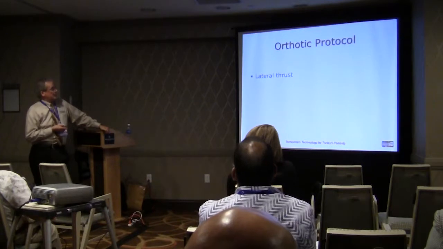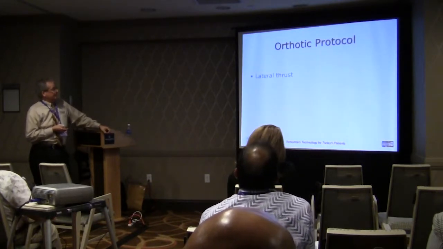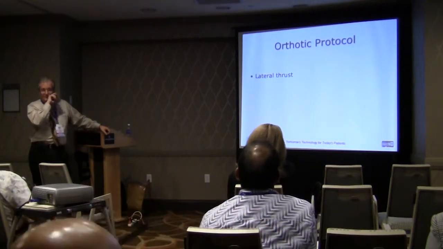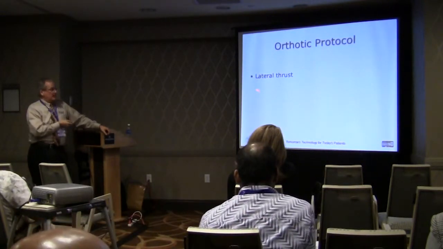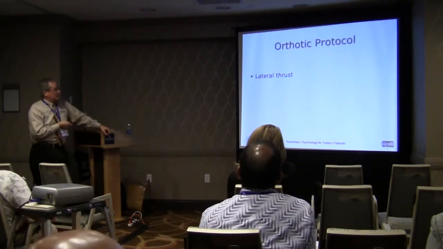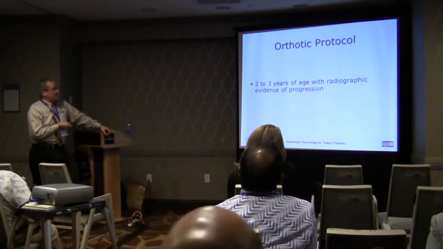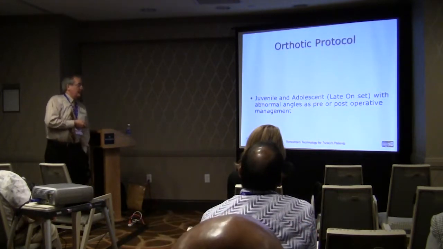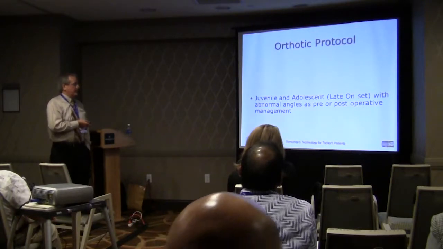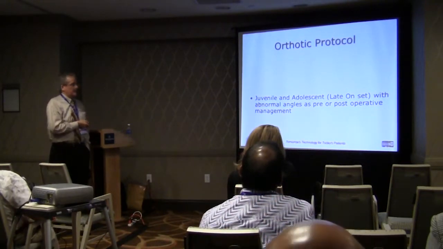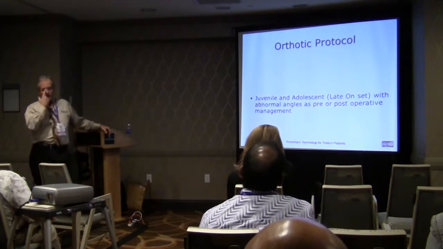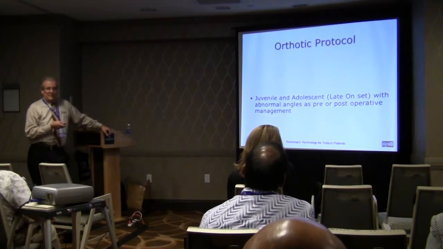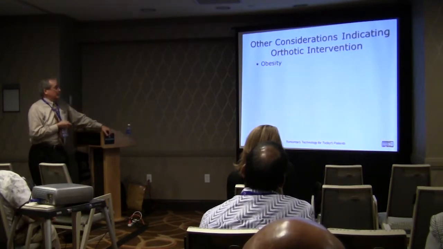Orthotic protocol needs to be a family history with abnormal alignment. Lateral thrust. Dr. Rainey was big on this. She published most of the literature on Blount's. She was out of Tampa, Shriners in Florida. That was a big component that she looked at. 2 to 3 years of age with radiographic evidence of progression. Juvenile and adolescent for the late onset kids with abnormal angles are pre and post-operatively managed. It's a questionable area. If you look at the literature, a lot of these kids don't get managed, but I think with this free motion system, with the obese kids and stuff like that, I think there's a great opportunity to do that.